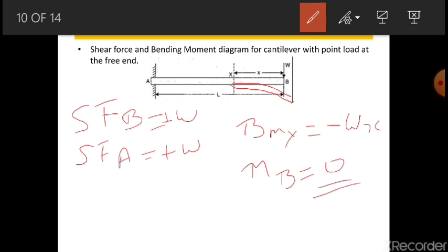Then we have to find the bending moment at A. What is the formula? You have to use the same formula, but substitute x with the total length of the beam, because the distance between the load and the point A is L. So it will be minus W into L. This is your formula, W into L.